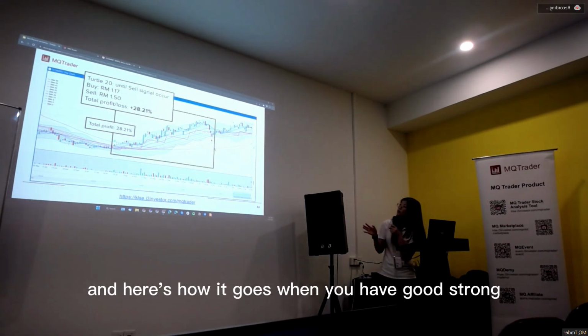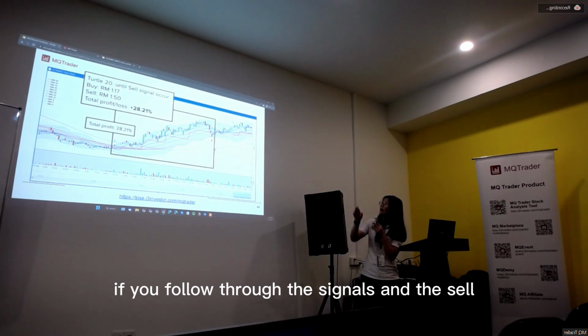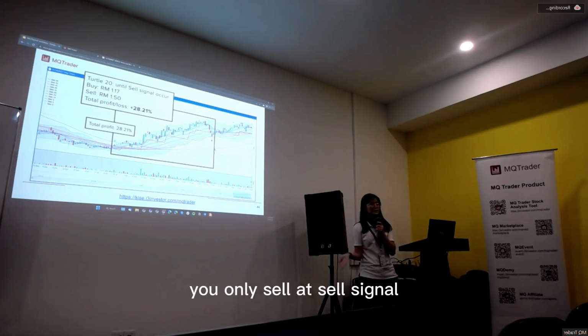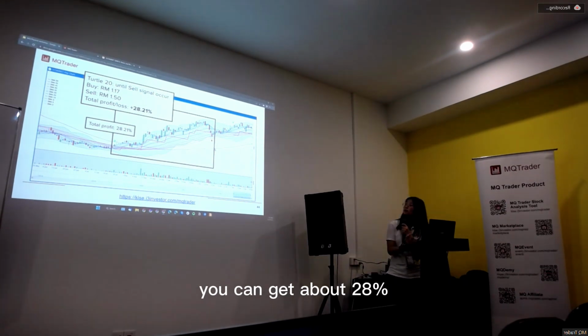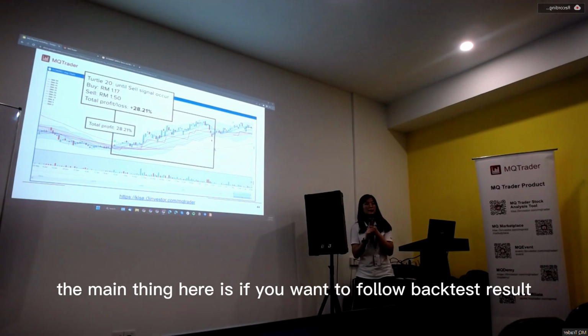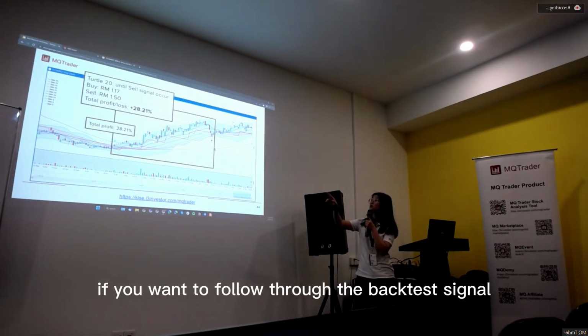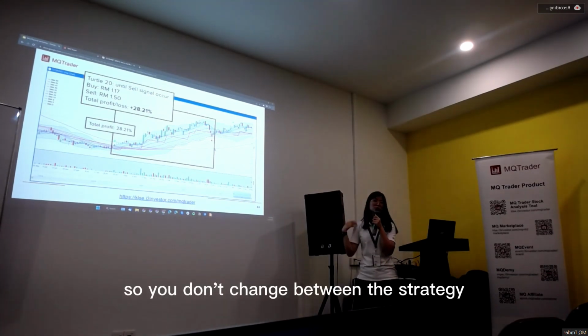And here's how it goes when you have a good strong trend and good strong signals. If you follow through the signals, you only sell at the sell signal, not the backtest result. And this time you sell at the sell signal, you can get about 28% profit. But the main thing here is, if you want to follow the backtest result, you follow through the backtest result. If you want to follow the sell signal, you follow the sell signal. So you don't change between the strategies.